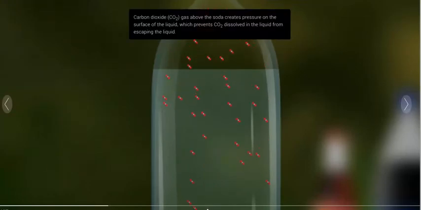Keeping carbon dioxide gas in solution is a delicate process. Carbon dioxide gas above the soda creates pressure on the surface of the liquid, which prevents carbon dioxide dissolved in the liquid from escaping the liquid.